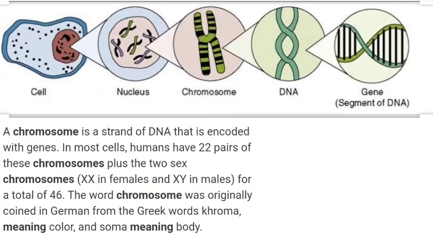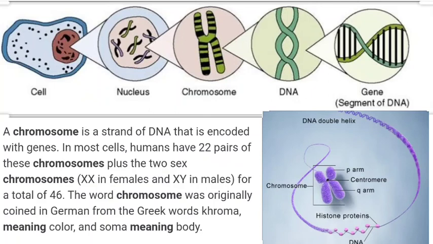Where exactly are these chromosomes present? They are present in the cell. In the cell, the nucleus is there. In the nucleus the chromosomes are there. In the chromosome, DNA is there. They have a double helix structure which contains the genes. A chromosome is a strand of DNA that is encoded with genes. In most cells, humans have 22 pairs of these chromosomes plus the 2 sex chromosomes, so total 46. The word chromosome was originally coined in German from the Greek word chroma meaning color and soma meaning body.